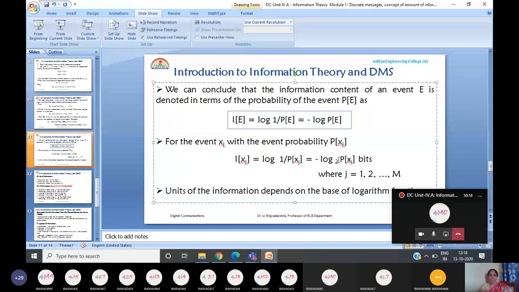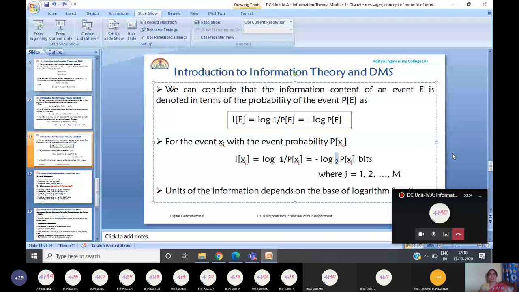Okay, for example, if I mention here base 10, then what will the units be? Decits. Similarly, if I assume the base as e, then the units will be nats. So whenever the information is equal to minus log p of xj base e, it will be nats. If it is base 10, it will be decits. And if it is base 2, it will be bits.